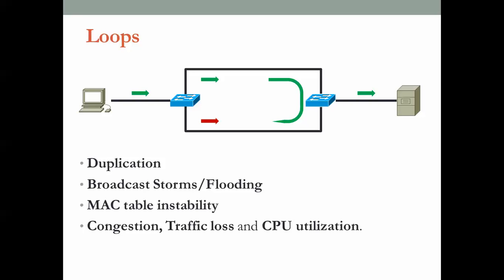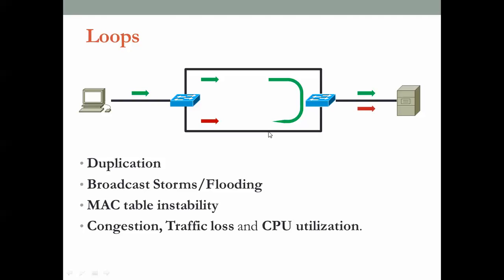So you can see this green curved line, right? This indicates that the ARP broadcast is coming back into the network. Because of the loop, this green frame is reaching back to switch 1. This is giving rise to a second problem, which we call broadcast storms and flooding, because the same thing also happens to the red packet.